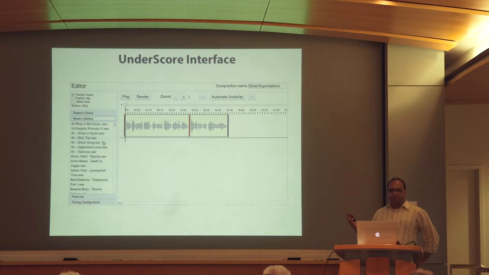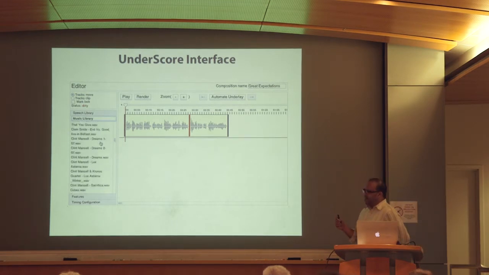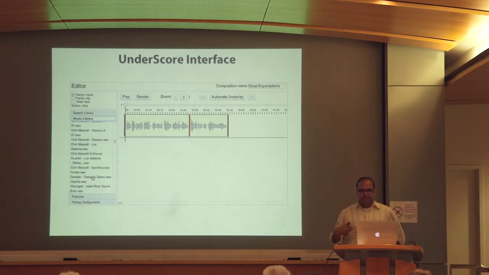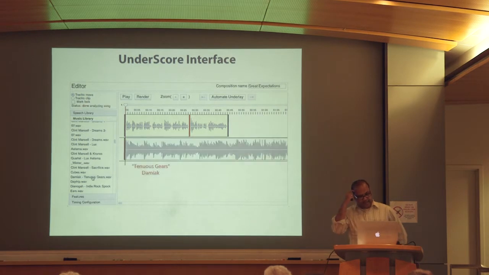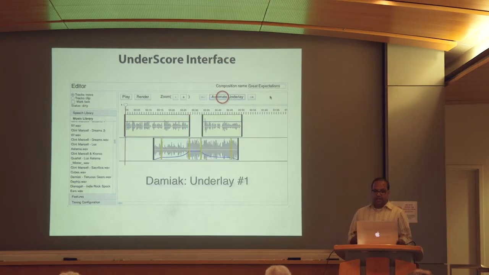I'm then going to select a music track. In this case, I select the track Tenuous Gears by the band Damiac. And I then press this Automate Underlay button to generate the underlay. And the system finds the strongest change point in the music, aligns the music and the speech, and adjusts the volume, as I showed you earlier.